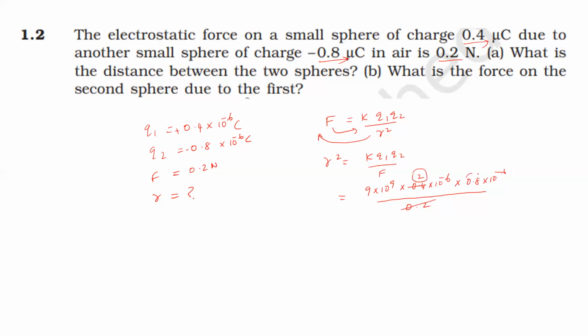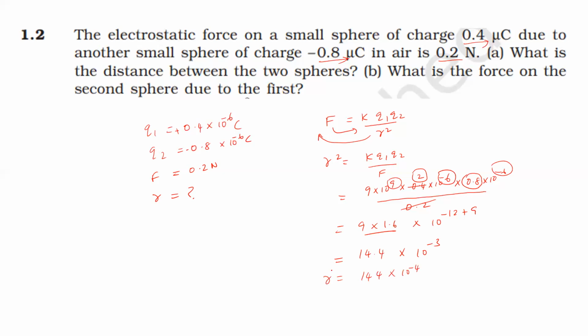And this 2 and 1.8, if you multiply 1.6, so 9 into 1.6 into 10 power minus 6 and 10 power minus 6, so both are 10 power minus 12, and here 10 power 9 is there, so that into 10 power minus 12 plus 9. Now 9 into 1.6 is 14.4. 14.4 into 10 power minus 12 plus 9 is 10 power minus 3. Now this one we can write as 144 into 10 power minus 4.